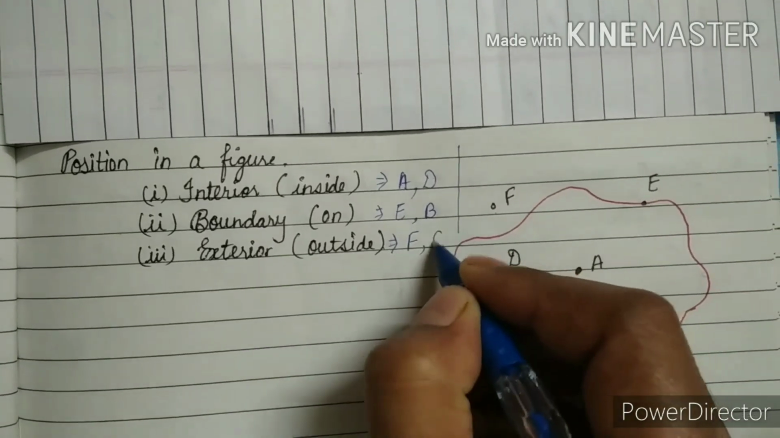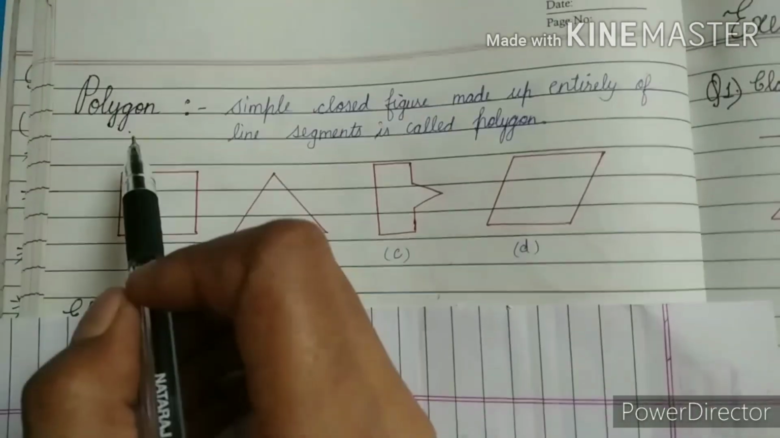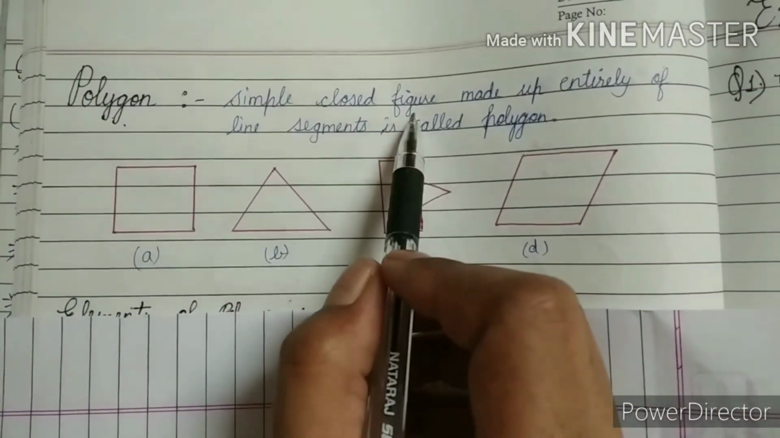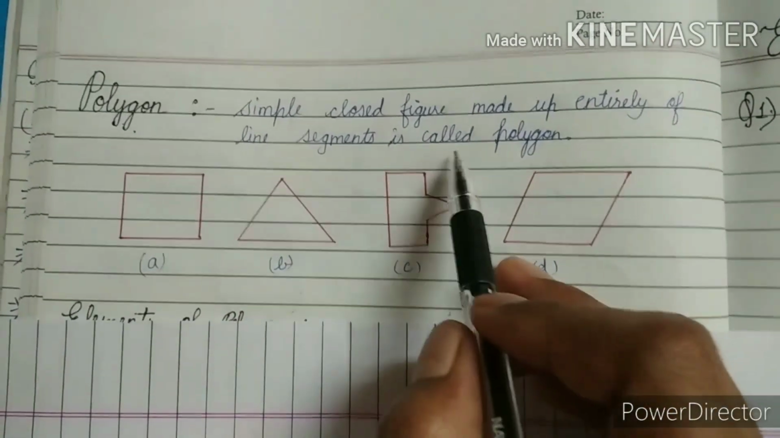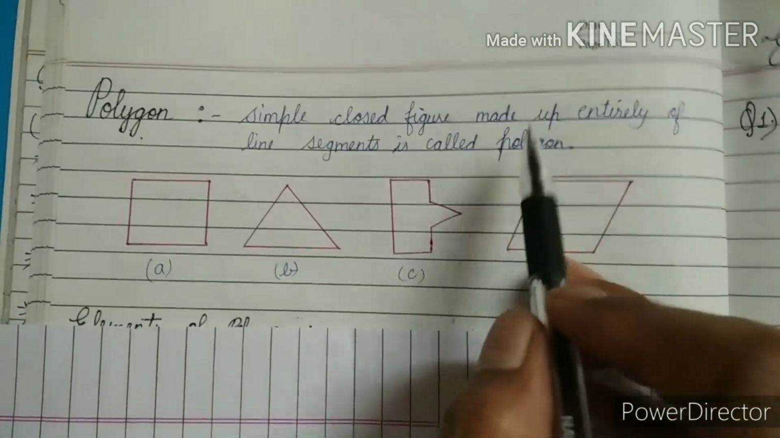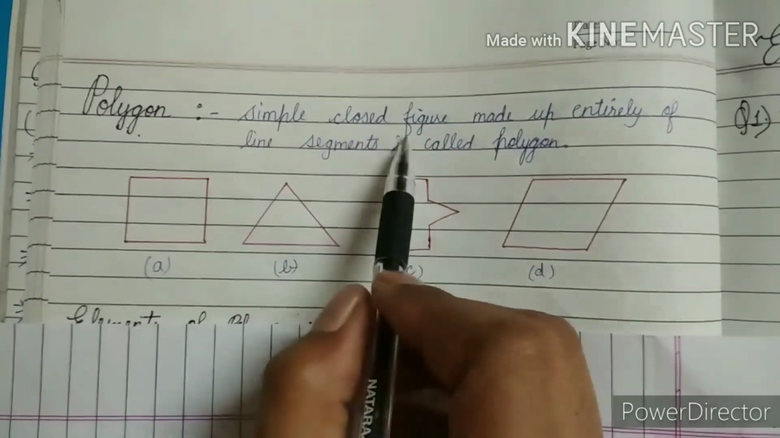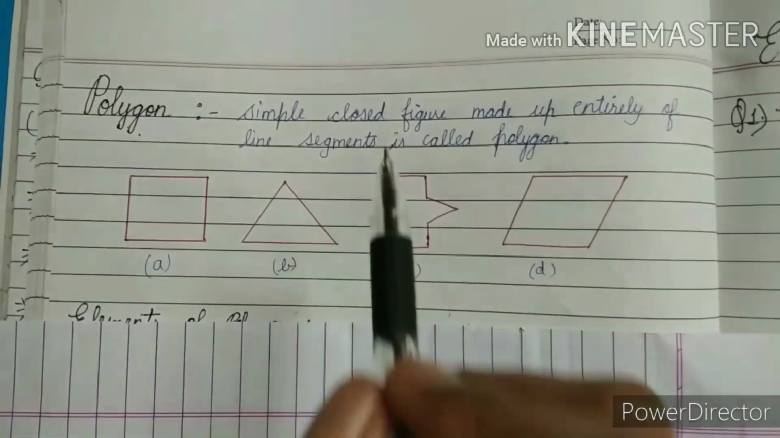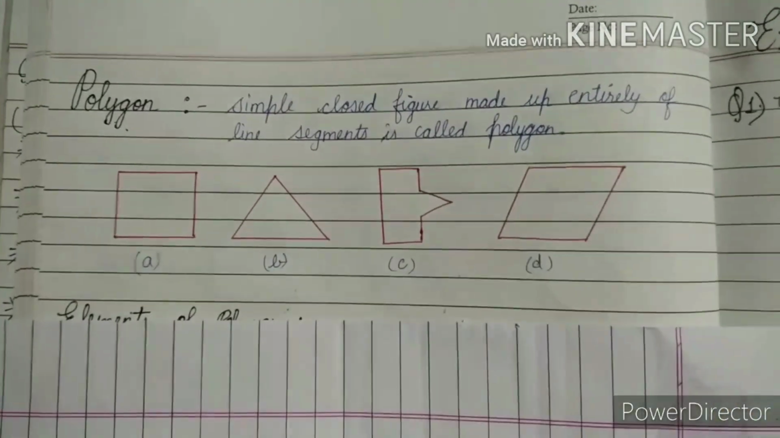F and C. New topic is polygon. Polygon means a simple closed figure made up entirely of line segments. It means this is a simple kind of closed figure and the figure is completely made up of line segments. So that kind of figure is called a polygon.